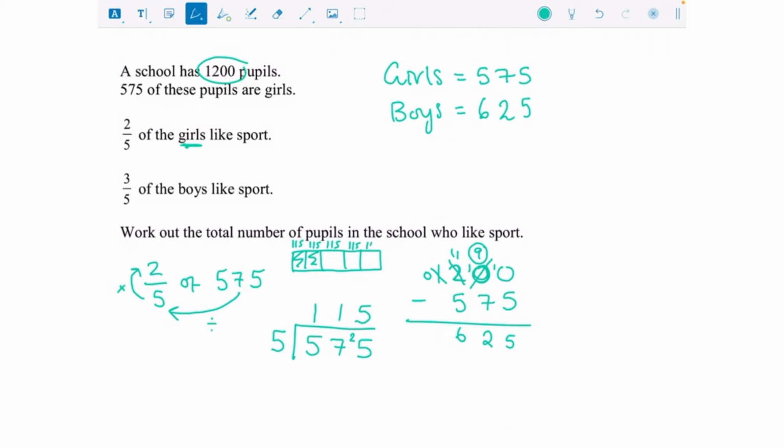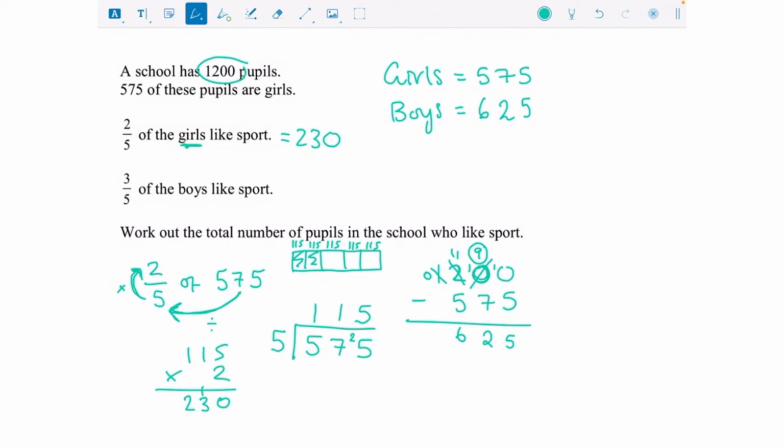So we've divided by the bottom. And now we're going to take that answer of 115 and times it by 2. So 115 times by 2. 2 times 5 is 10, so 0 carry the 1. 2 times 1 is 2, add the 1 is 3. And 2 times 1 is 2. So that's 230. That's how many girls like sport.